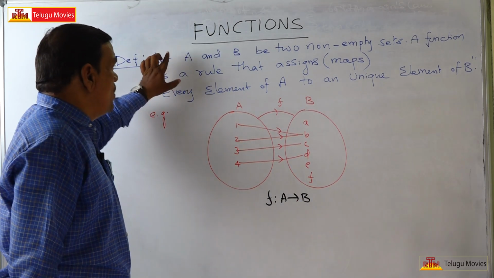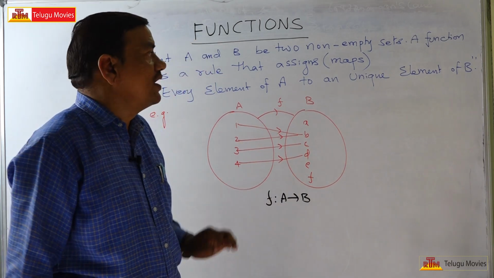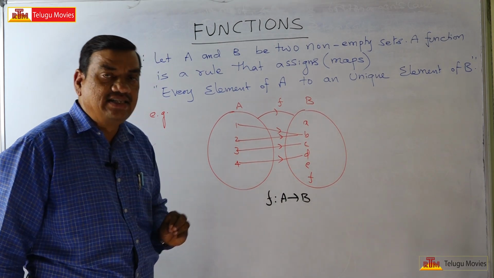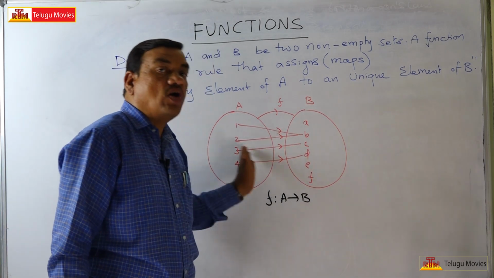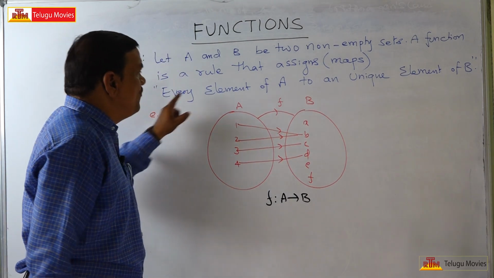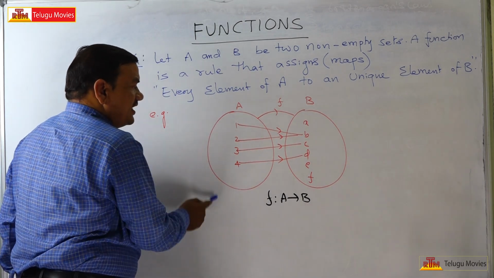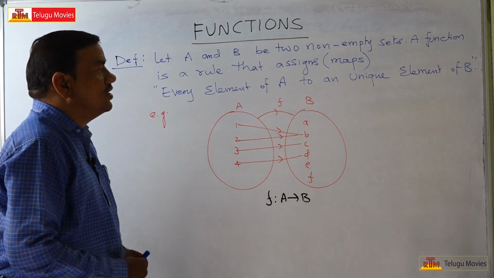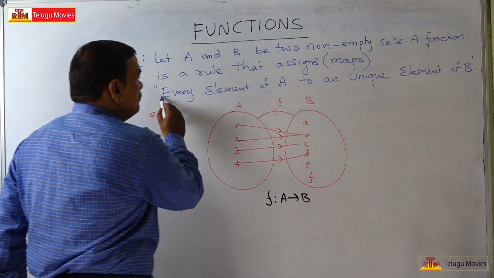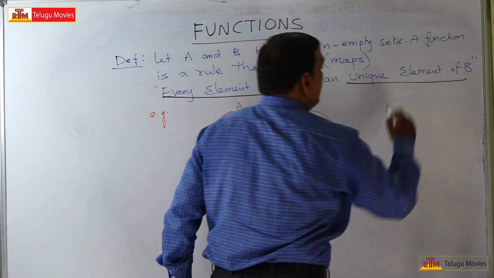Now, let A and B be two non-empty sets. First of all, there should be two non-empty sets. And what is a function? A function is a rule that assigns, or maps, gives, attaches, whatever word you can use, every element of A, whatever the first set you are taking, to a unique element of B. Here two words are very important. The first one is every element of A. The second one is unique element of B.